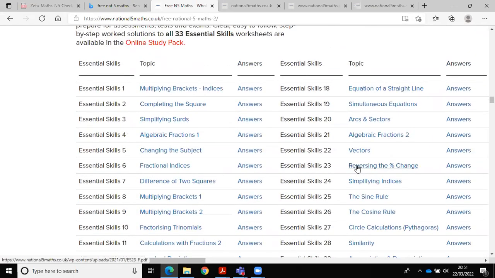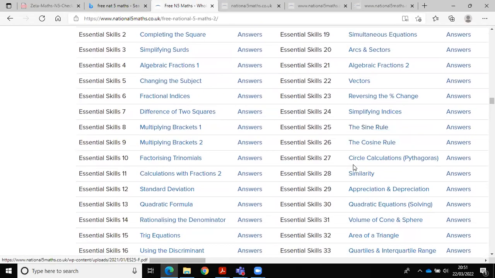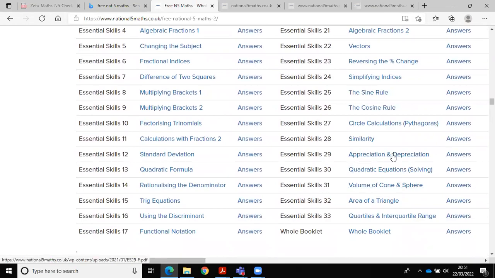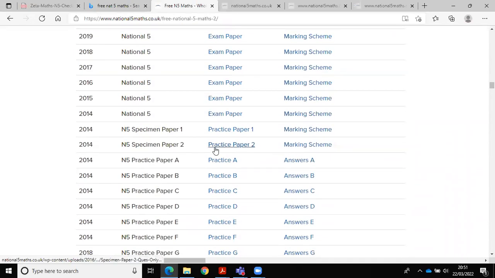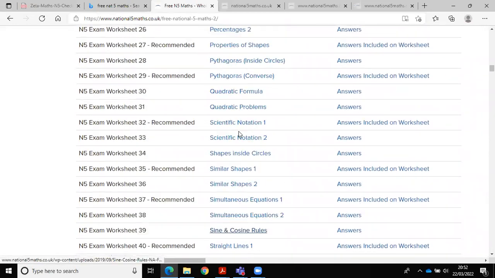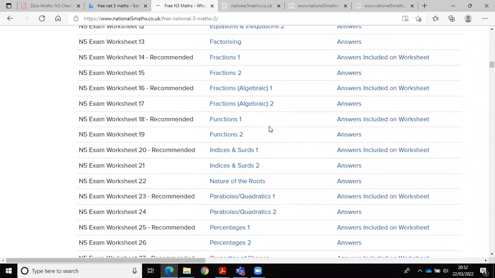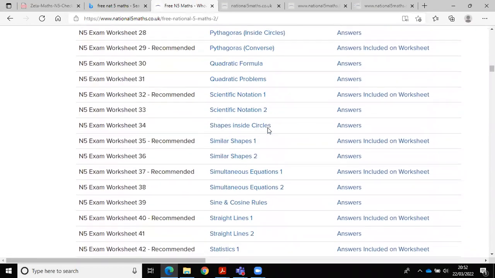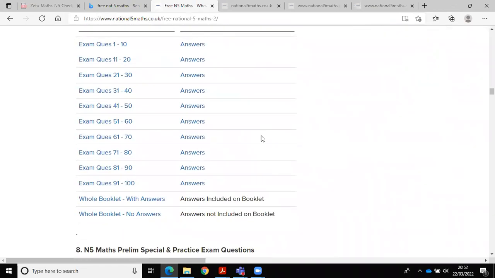If you do want something with the answers, what was it, section 9, that breaks it down. There's questions and answers in section 9. I think it was section 6 as well. Section 6 has exam papers, the past papers with the marking schemes, and section 4 has past exam papers broken into sections with the answers. So 4, 6 and 9, questions and answers. Section 15 is what I'll go through. Okay, any questions, guys?